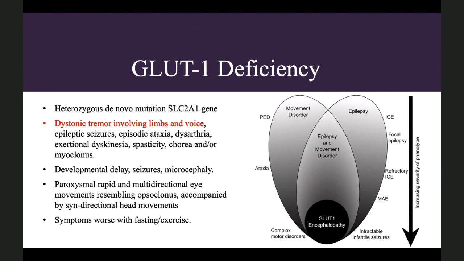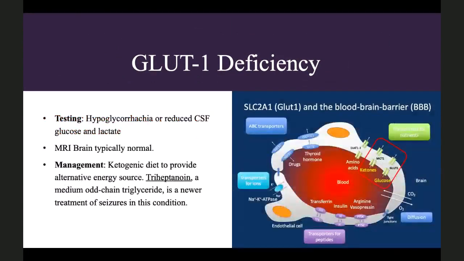Then we're looking at GLUT-1 deficiency, which occurs from SLC2A1 gene mutation. Here we see a dystonic tremor of limbs and voice. It also presents with epileptic seizures, ataxia, dysarthria, dyskinesia, spasticity, chorea, or myoclonus, can cause developmental delay, microcephaly, and abnormal eye movements, which resemble opsoclonus, and they can be accompanied by syndirectional head movements. It does worsen with fasting and exercise, and testing shows low CSF glucose and lactate.